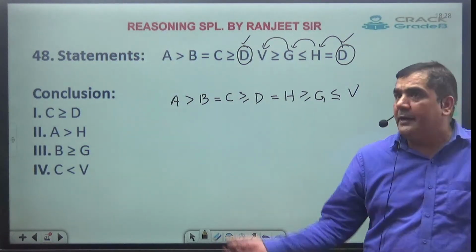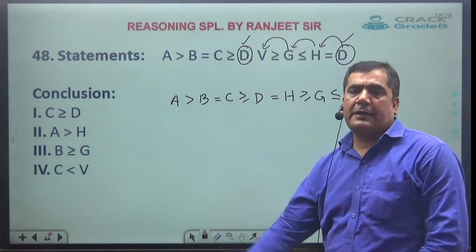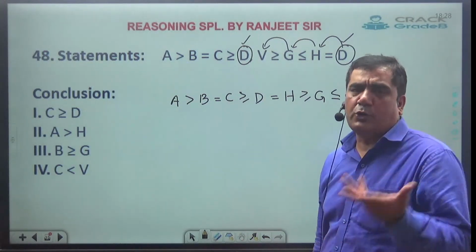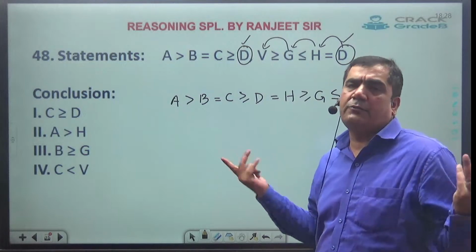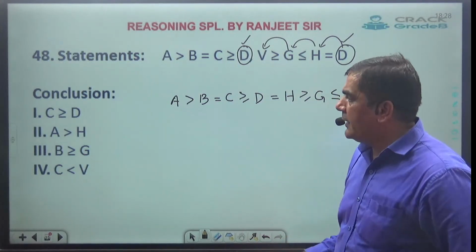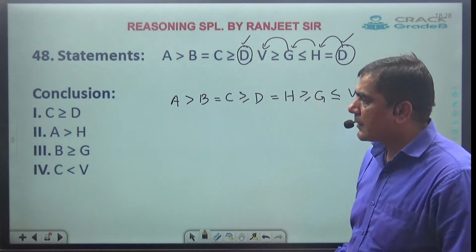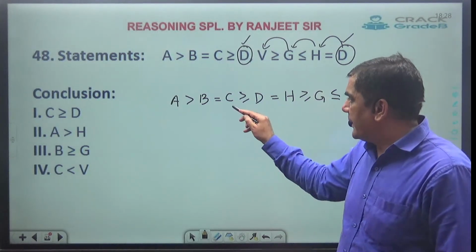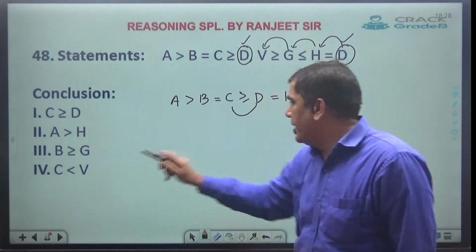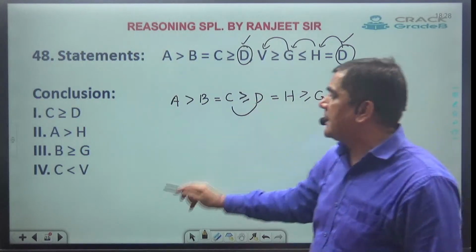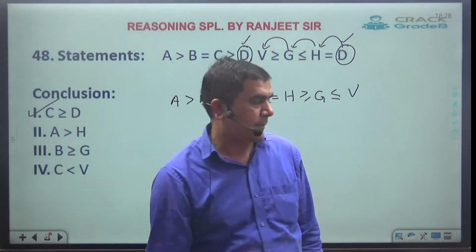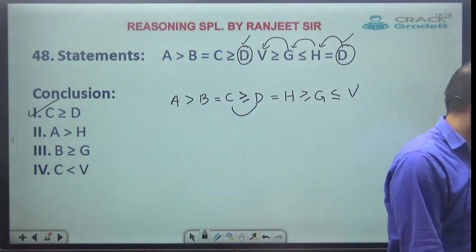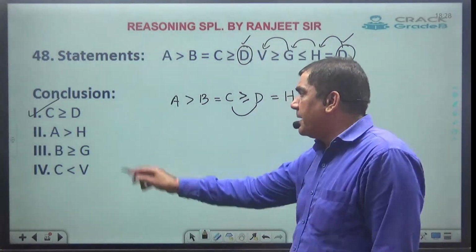So now this is my combined statement. I got my combined statement, and thereafter what to do you know very well. How to check the relation we know very well. So here in the first one, they are saying between C and D. Between C and D, yes, this symbol exists, so this is absolutely correct. First is correct.